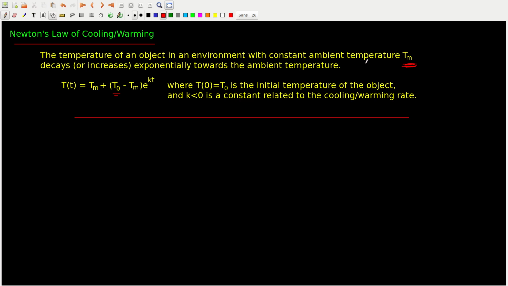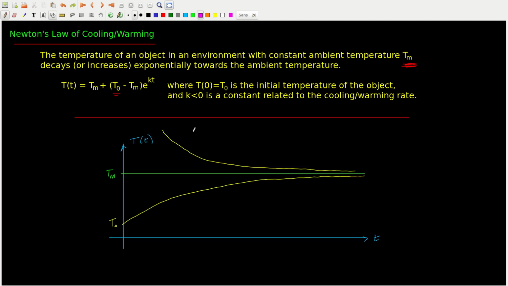So for example, if you had a cup of coffee in a room, then that cup of coffee's temperature will exponentially decrease towards the temperature of the room. And you can see that in this picture. So on this top line here, you can imagine that you've got a cup of coffee and the coffee starts pretty warm, and this is the temperature of the room, the ambient temperature, and the temperature of the coffee is exponentially decreasing towards the temperature of the room.